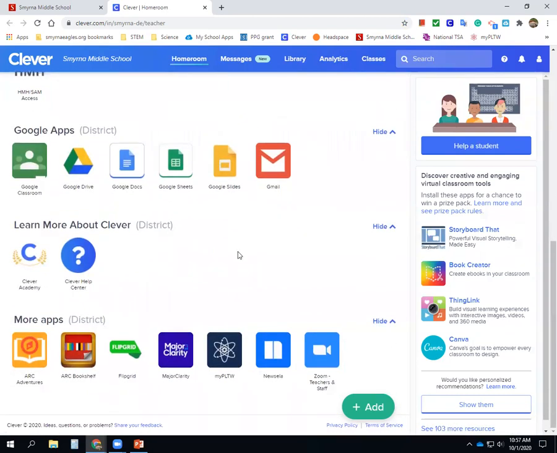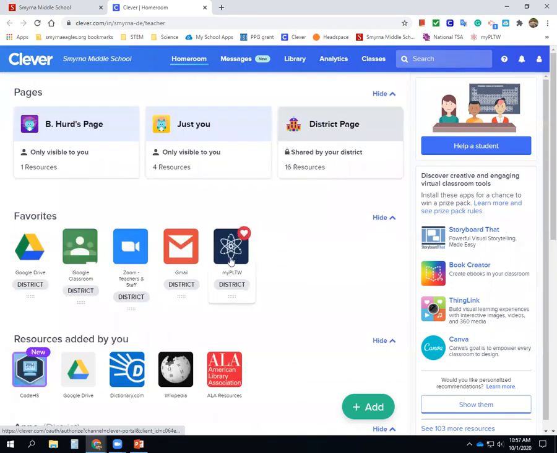So you might have to log into Clever using your first name, last name at smyrnaeagles.org. And then you might have to scroll all the way down. If you don't have the heart checked, like these aren't checked or aren't red, then it won't show up at the top. But if you click on that and make it red, then it shows up here. So I'm going to click on this. This is going to open My PLTW.